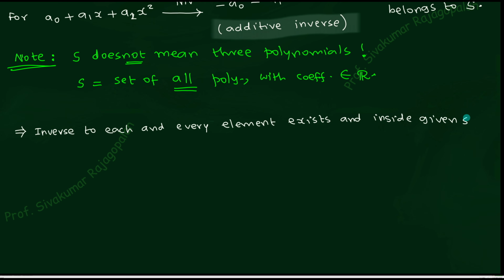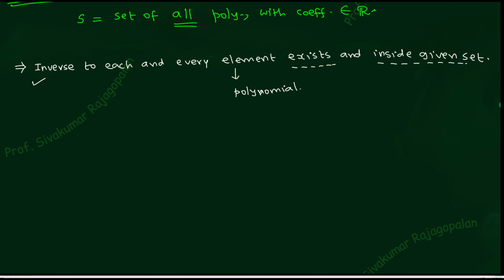Not only that, not only existing, it is inside the given set. So both of them are important. If it is outside the set, once again, gone. It has to be inside. So here, element means polynomial. Therefore now the answer is clear. Now we are happy that the property of the inverse is satisfied.